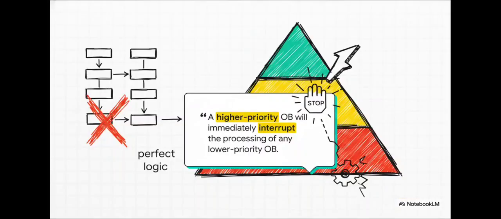So the crucial point is this. If you take absolutely nothing else away from this explainer, remember the golden rule of the priority pyramid. A higher priority OB will immediately interrupt the processing of any lower priority OB. You could have the most perfect logic in the world, perfectly tuned, but if a higher priority system event occurs, your baseline code stops instantly. Understanding that hierarchy is truly the ultimate key to mastering PCS 7 execution.